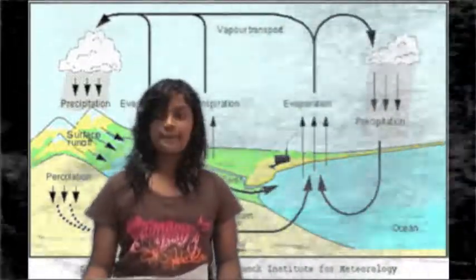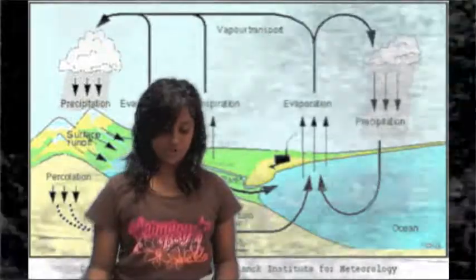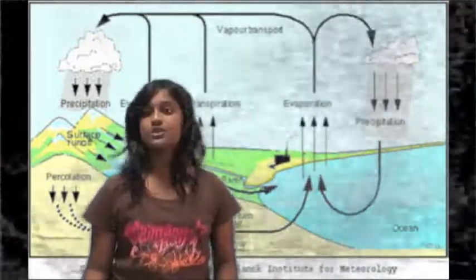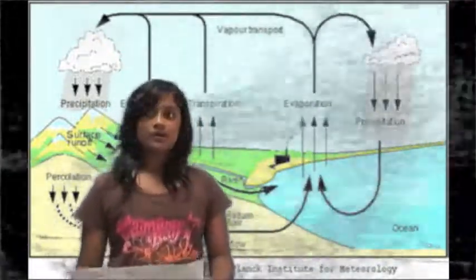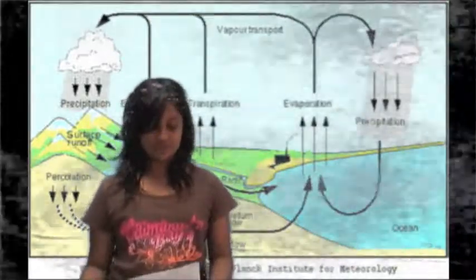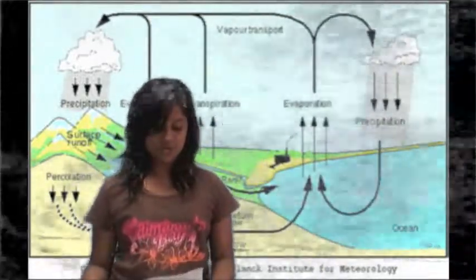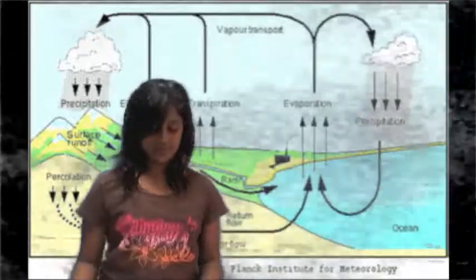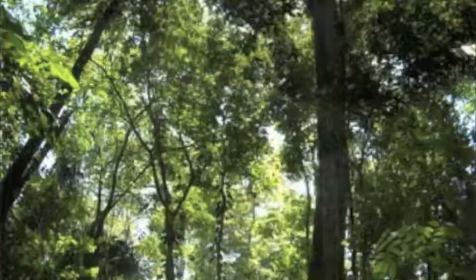Evaporation. It happens when liquid water changes into water vapor, which is a gas. Condensation. It happens when water vapor cools and changes from a gas to a liquid. Clouds form by this process.